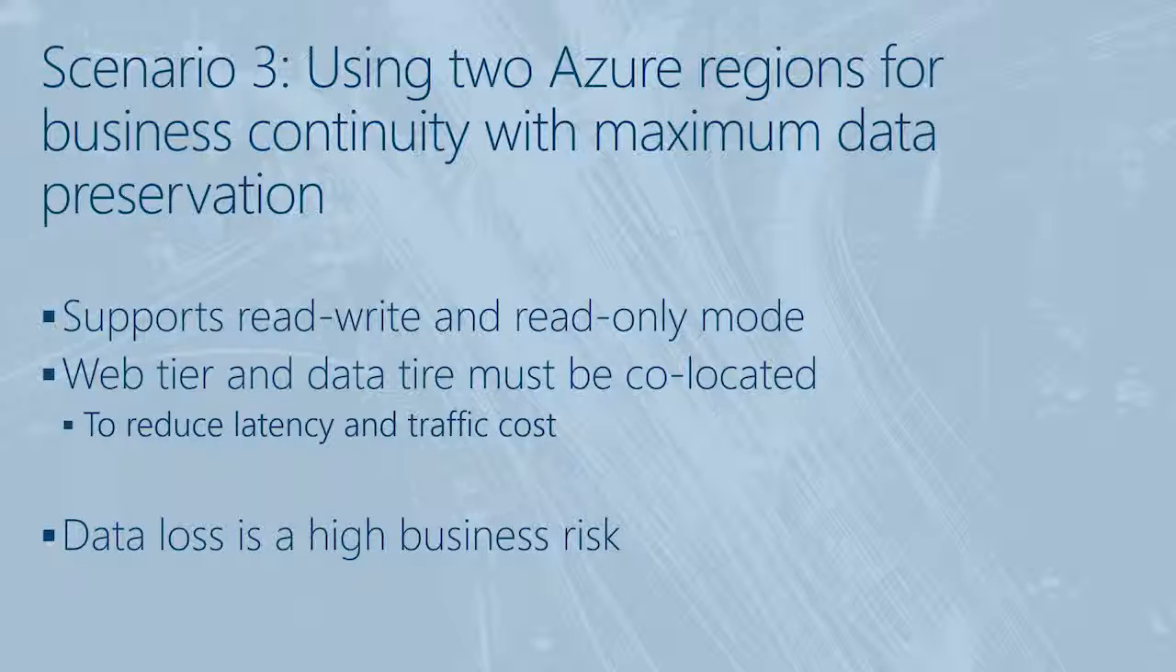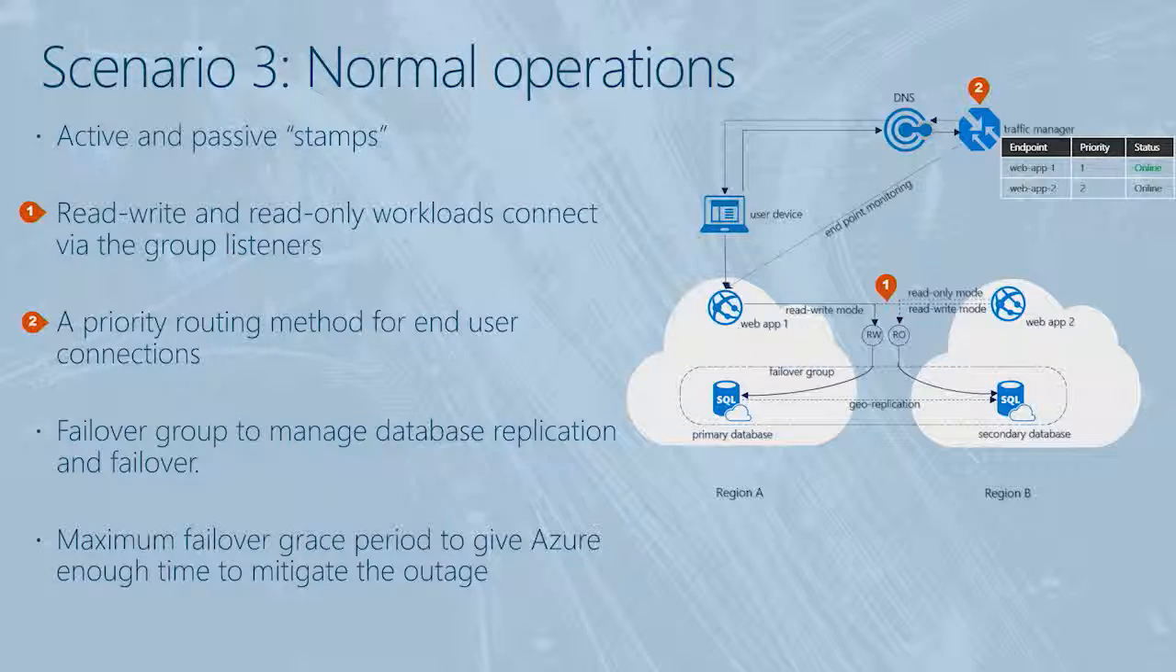Again, same logic of the web tier. It needs to be co-located for performance reasons. But the most important difference between the previous case and here is that you cannot tolerate data loss, or at least you know that data loss is a high business risk. In this case, you configure your application and deploy it the same way, but now you use a different endpoint. We have a notion of read-write endpoint and read-only endpoint. And your read-only mode, because it's logically separated, always hits the read-only endpoint.